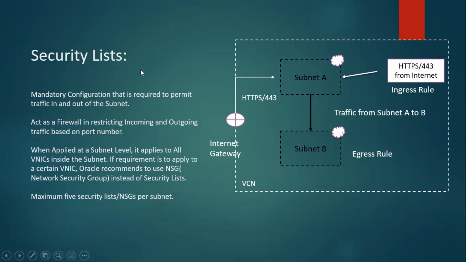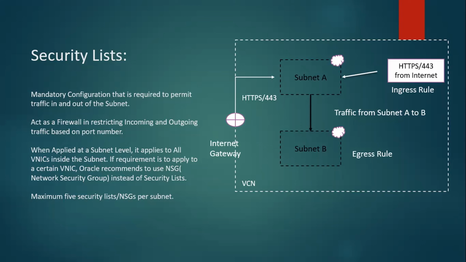Essentially, whenever we create a security list, it gets attached to your subnet. It is a mandatory configuration that even if you don't create it, whenever you configure a VCN using the VCN wizard, a default security list is automatically created and tied to your subnet, whether it is a public subnet or a private subnet.